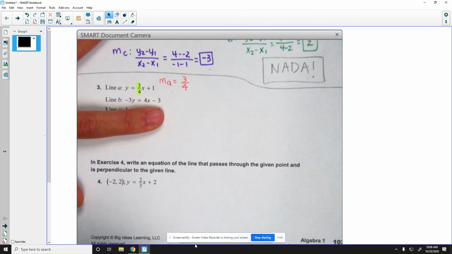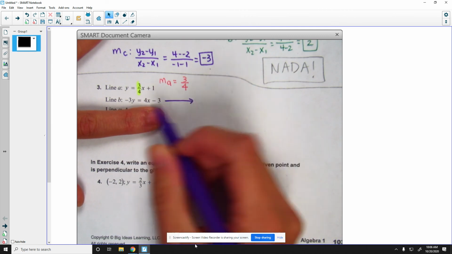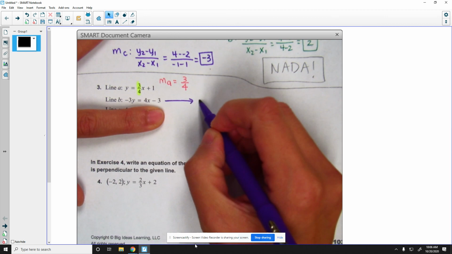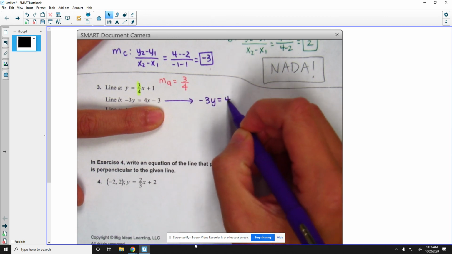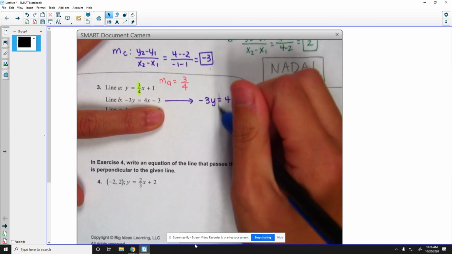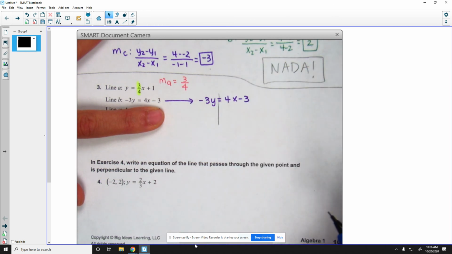Okay, let's do the next one. So let's find the slope of B. I can't just look at this and find the slope, right? I have to solve for y. So if this is my equation, I'm just going to pull it out right there just so I have more room. Let's solve for y. What do I have to do?